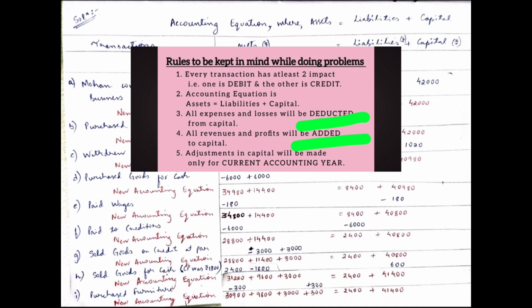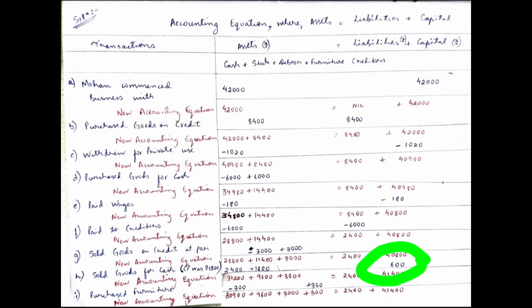So this 600 is our profit, or you can say is our income, yes or no? Incomes, profits, they are being added to capital. This 600 we will write under the capital column plus 600, all right? Now we will draw a line, and the new accounting equation will be assets.